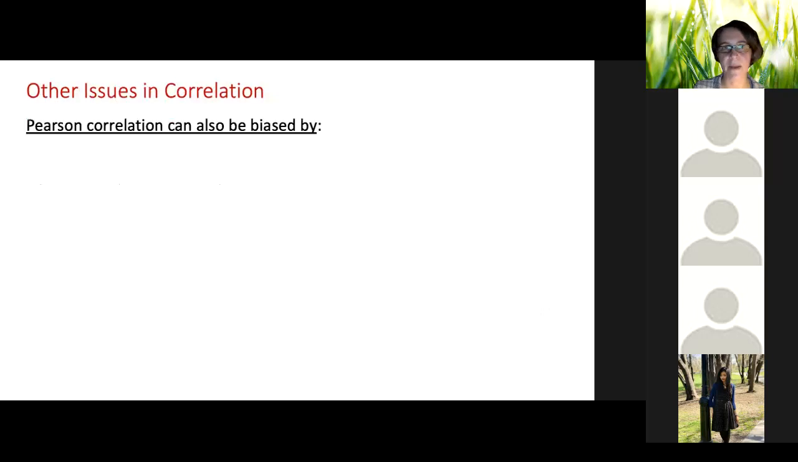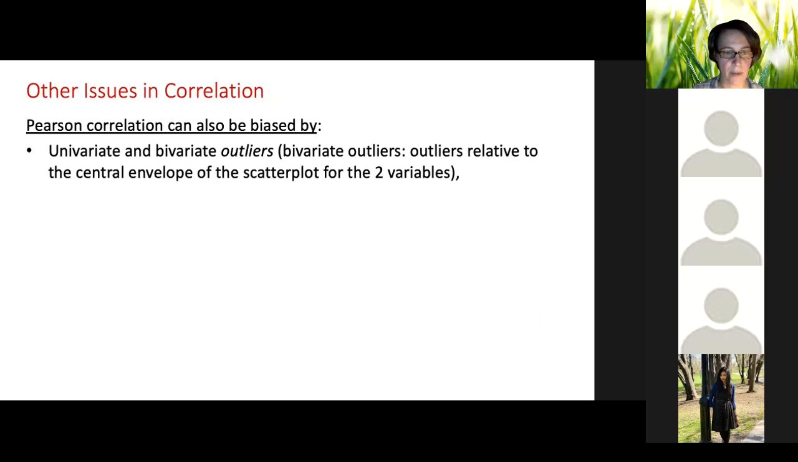All right. So there are other issues when determining correlation coefficients that can threaten the validity of our conclusions. The most important one are outliers, both univariate or bivariate outliers. Univariate outliers are just outliers on one of the two variables, so just extreme values that are, for example, a certain number of standard deviations away from the mean, or just distant from the majority of the other observations. And bivariate outliers are basically a certain great distance from the envelope that describes the scatter plot, the central envelope of the scatter plot for the two variables.